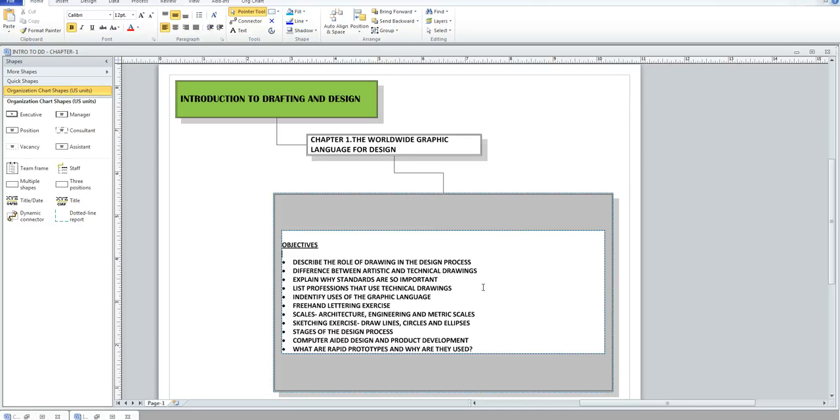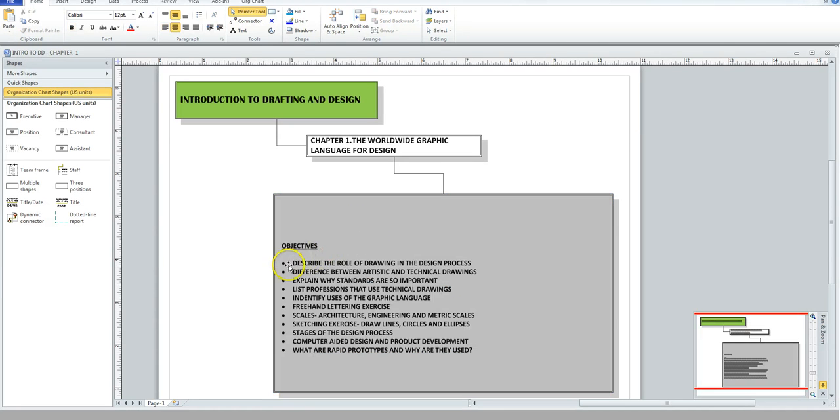Then we'll go to the different stages of the design process. After that, I will give you an introduction to what computer-aided design is and what product development is. Okay. And finally, what are rapid prototypes and why are they used? So I'm going to talk about the first and second objective that you see over here. One is to describe the role of drawing in the design process and the difference between the artistic and the technical drawing.